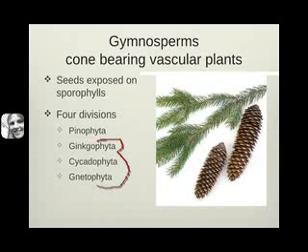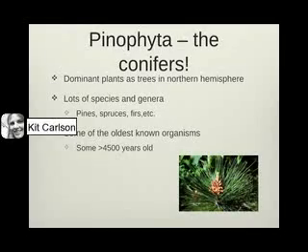Mostly, there's not a lot of species left in these divisions, and so I primarily use the Pinophyta as our representative group because it by far makes up the majority of the species that remain in the gymnosperms. So for this group, we use the Pinophyta as our representative group. They are the dominant plants as trees in the northern hemisphere. There is a lot of diversity of species and genera. You've learned some of these in your Common Plants of Wisconsin.